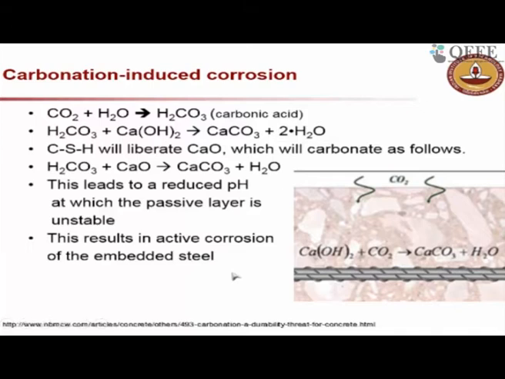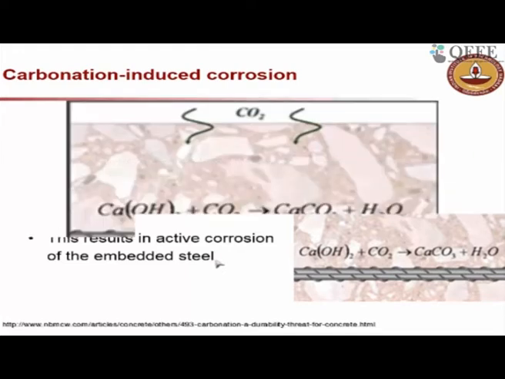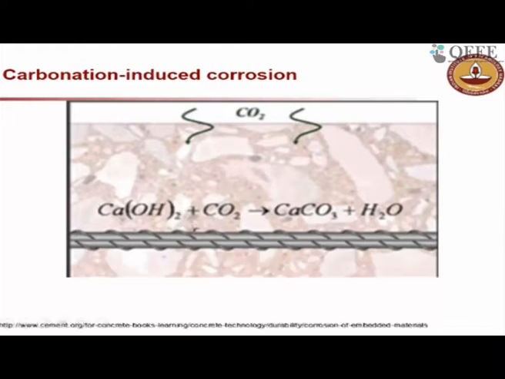So we have to make our concrete so impermeable that the carbon dioxide will not penetrate into the concrete, or it will take much longer than our design life for the carbon dioxide to reach the surface of the steel embedded inside the concrete. To make it more clear, carbon dioxide penetrates through the cover concrete. It reacts with the calcium hydroxide forming calcium carbonate and water. The calcium hydroxide is consumed, which results in a reduction in the pH, and when the pH is low, steel starts corroding.